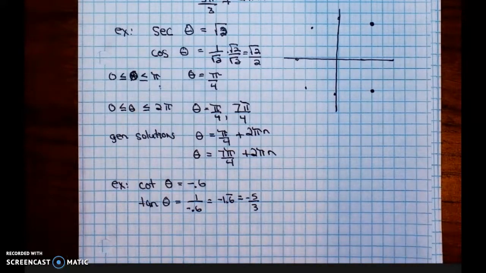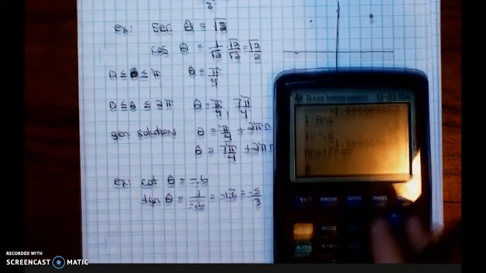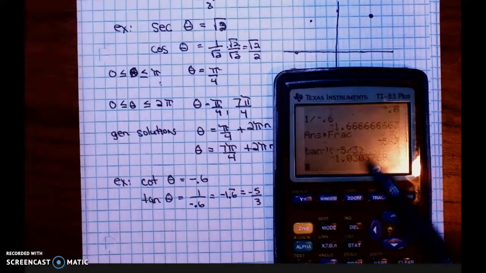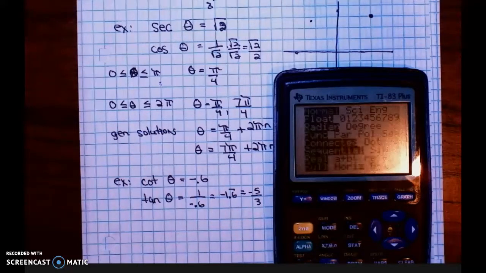Well, that's not a common one that's on our unit circle. Remember, the common ones for tangent are 0, undefined, 1, negative 1, and radical 3. In this case, then, I'm not going to be able to go directly to my unit circle. I'm actually going to use my calculator. We're going to go ahead and type inverse tan of negative 5/3. We end up with negative 1.03, and just double checking, I'm in the radian mode in this case.